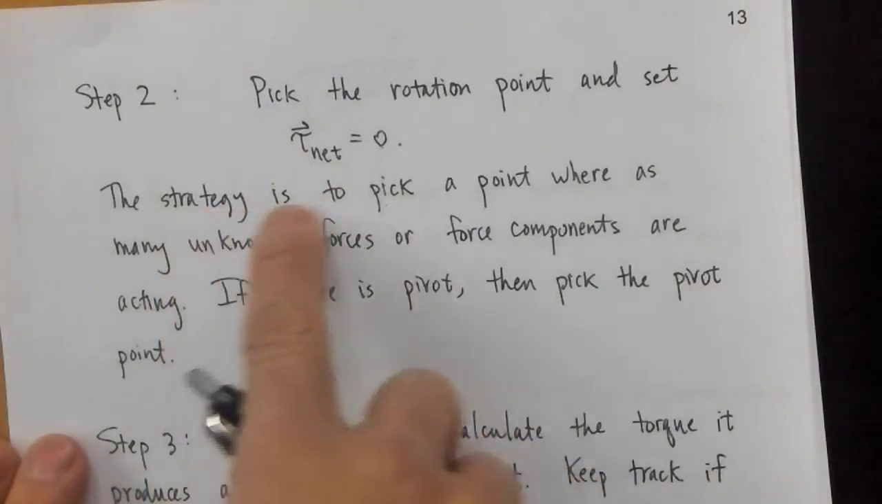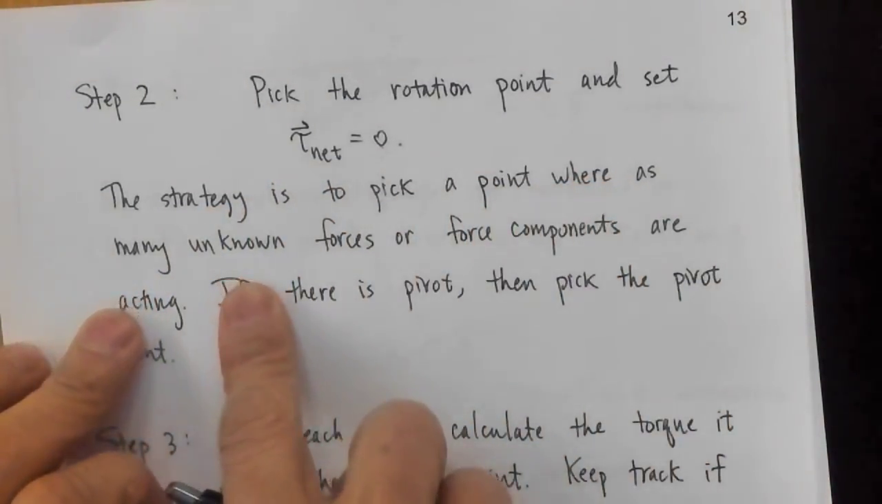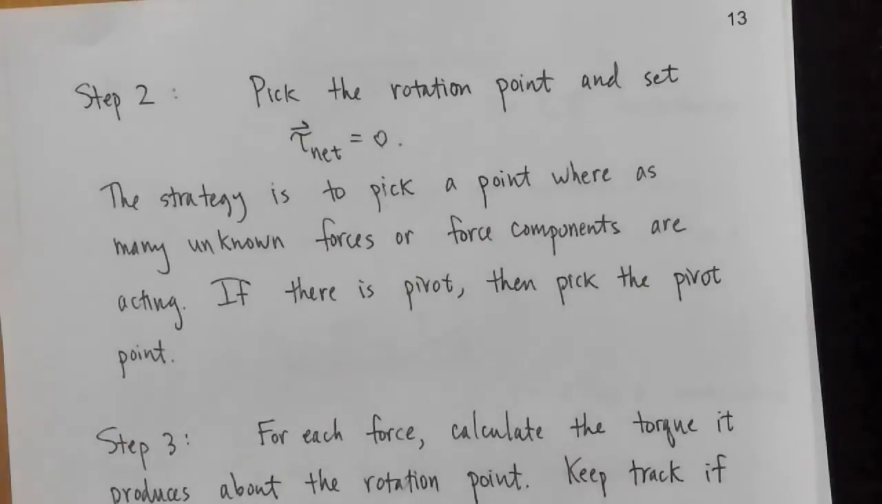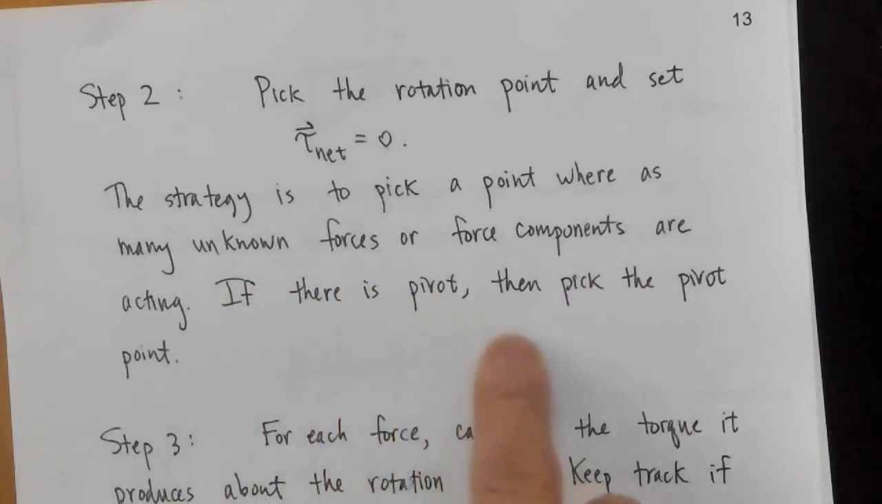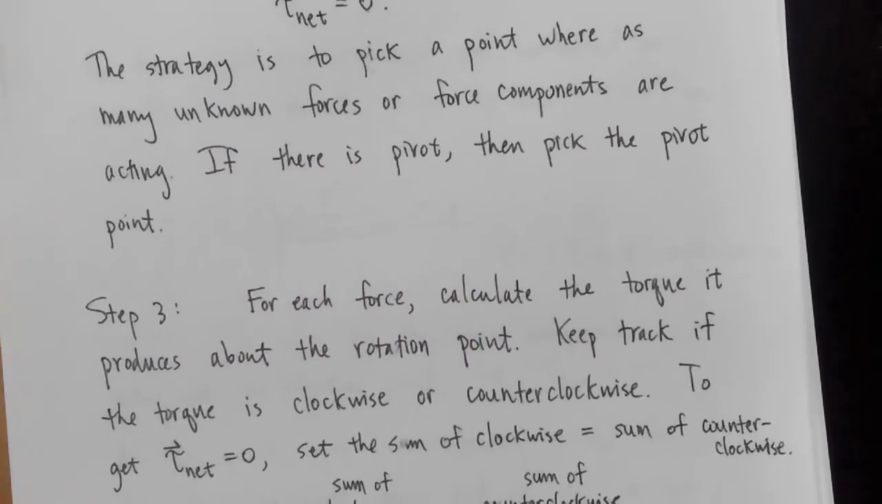But if it's not obvious, then you can choose the rotation point so that one of the forces that you don't know and you don't want to calculate and you really don't want to use, you can remove that from the problem. Because if the force is acting right at the rotation point, if it's acting through that rotation point, it does not make any torque. And so it doesn't matter. You can skip that force.